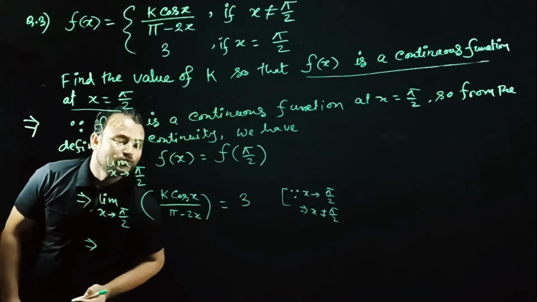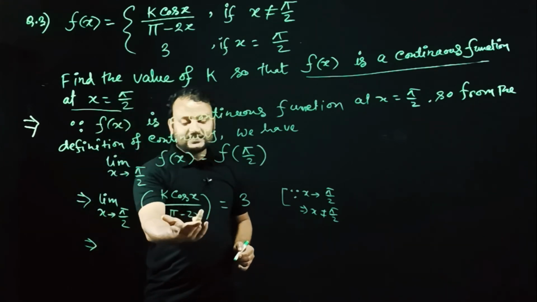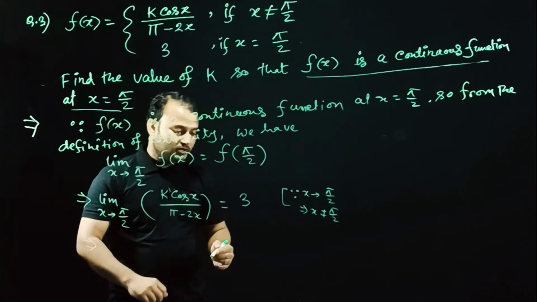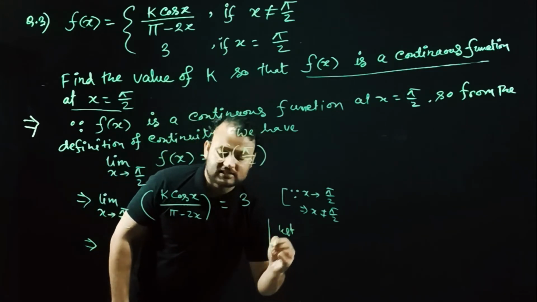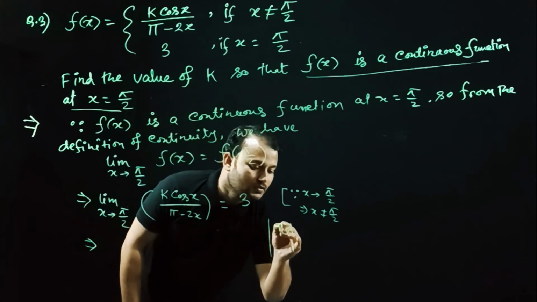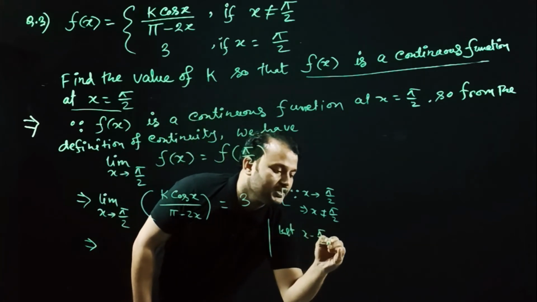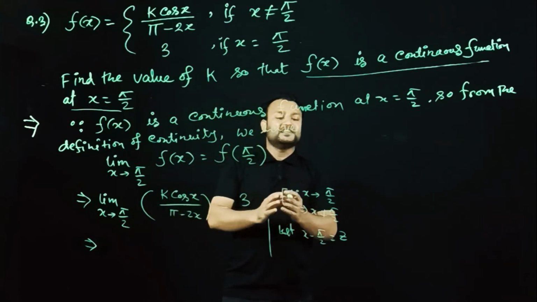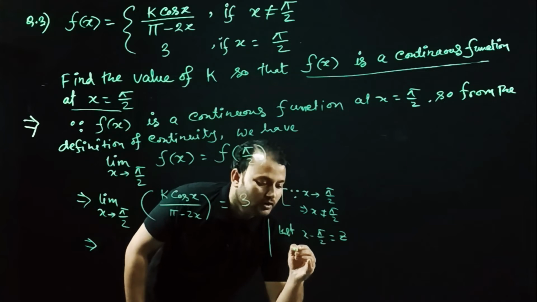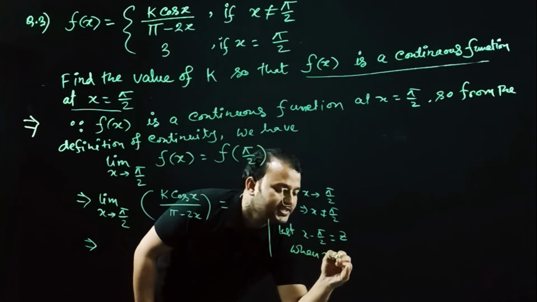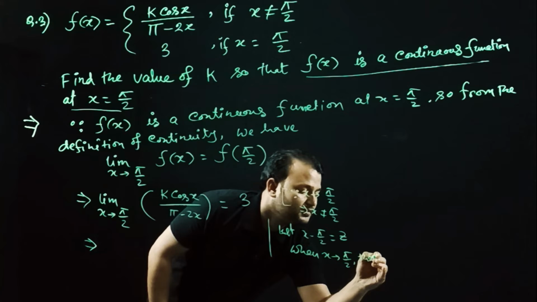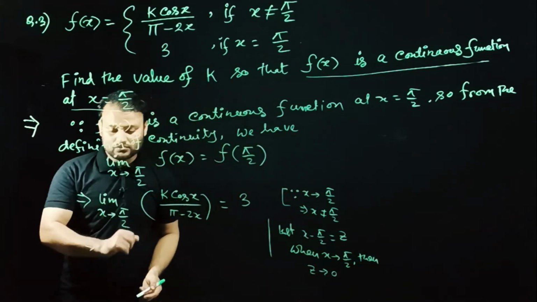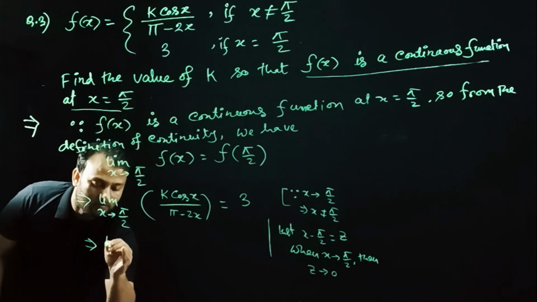Now, to find the limit, let x minus pi by 2 equal z. We substitute the variable to find the limit in an easier way. When x tends to pi by 2, then z tends to 0. So we substitute this into the limit form.